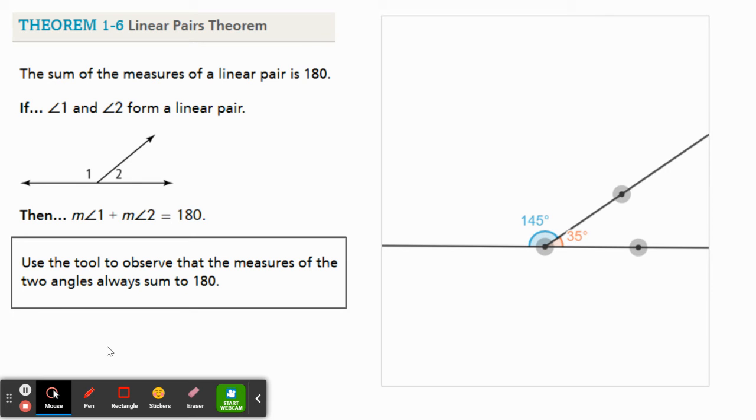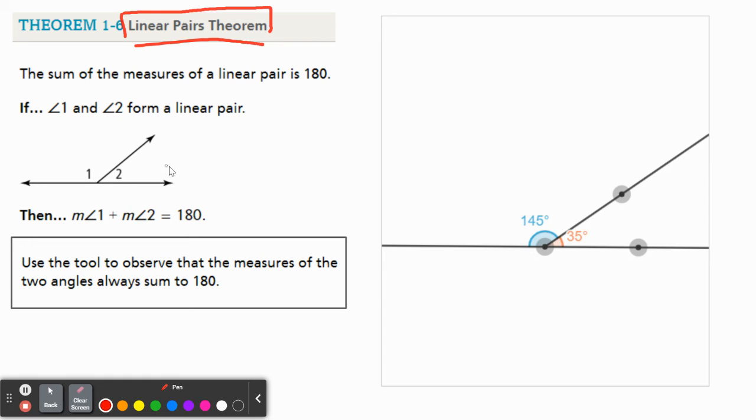But there you go. The last theorem, and maybe an important theorem, is called the linear pairs theorem. Now, it's interesting that this book calls it the linear pairs theorem because in previous books, it has been called the linear pairs postulate. You understand that a postulate is something that is just accepted as true. This is something you can, I suppose, prove true, right? So here's the idea. The sum of the measures of a linear pair is 180. If you look at this picture, angle 1 and angle 2 form a linear pair. They form a line. If they form a line, then that means that their sum is 180 degrees.